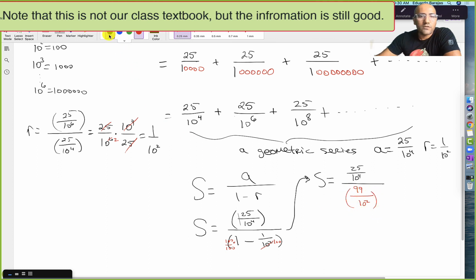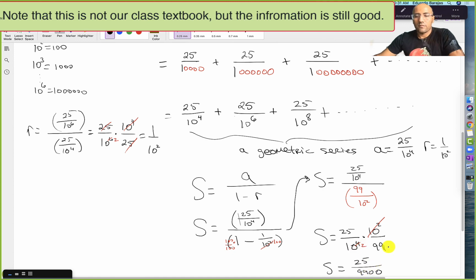Good. So now we multiply the numerator times the reciprocal of the denominator. 25 over 10 to the power of 4 times 10 to the power of 2 divided by 99. And then these guys cancel. This cancels with that, reduces that. And so I end up with s equals 25 divided by 9900. Right? 100 times 99.